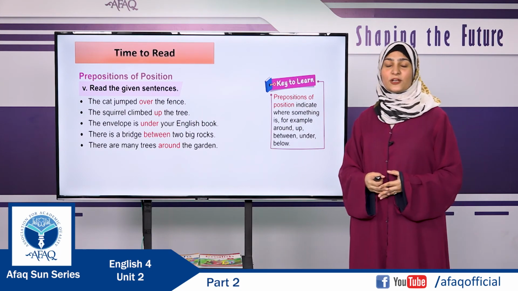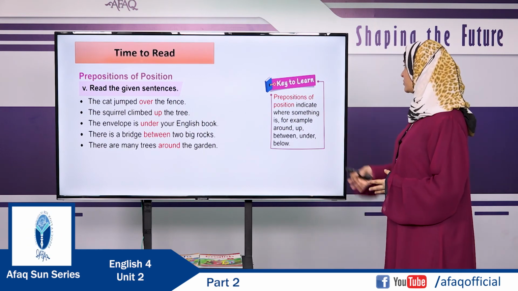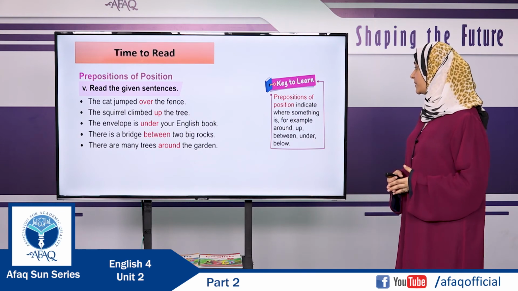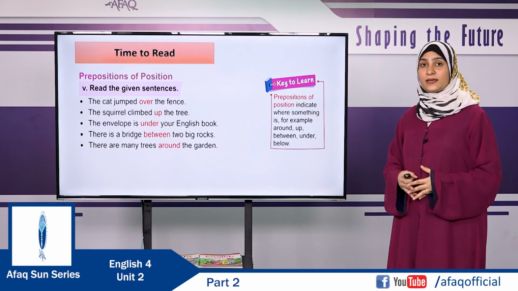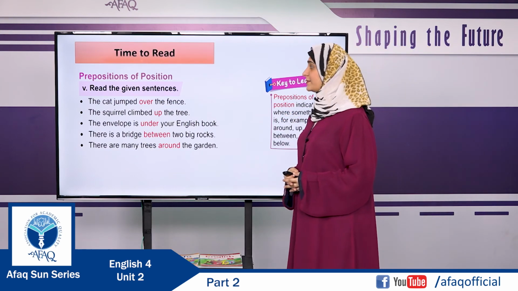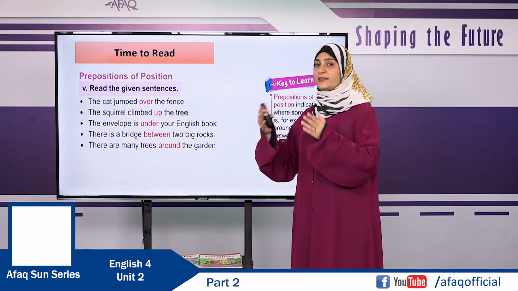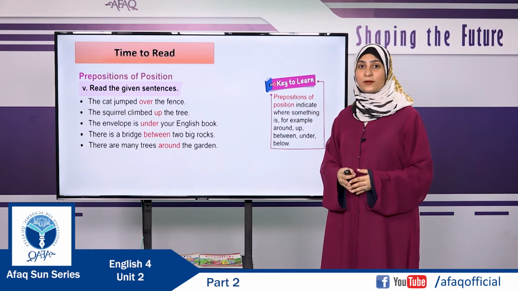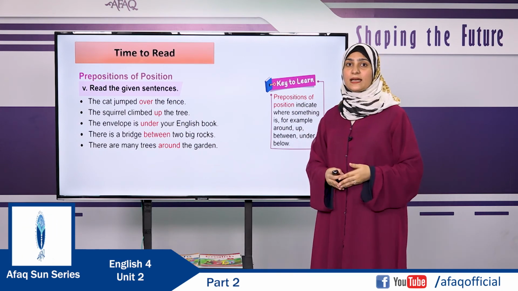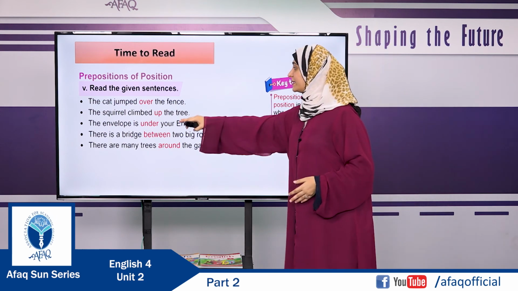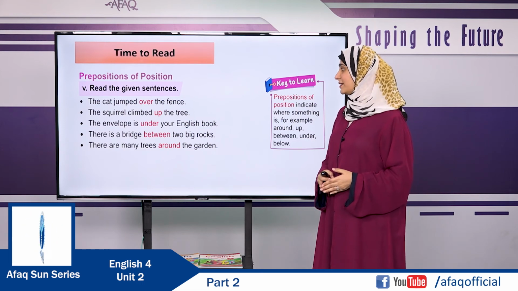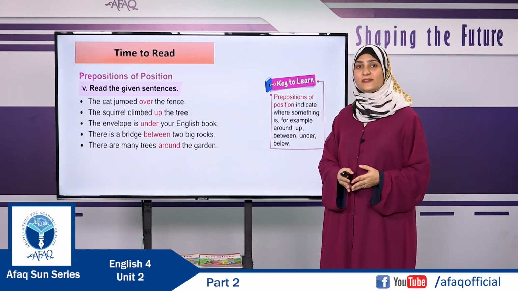What is preposition of position? Preposition of position indicates where something is, for example, around, up, between, under, below. So, let's find out some prepositions of position in these sentences. The cat jumped over the fence. Over is telling us about the position. The squirrel climbed up the tree. Up is the preposition, but at the same time it is also telling us about the position of the squirrel. So, this is called preposition of position.